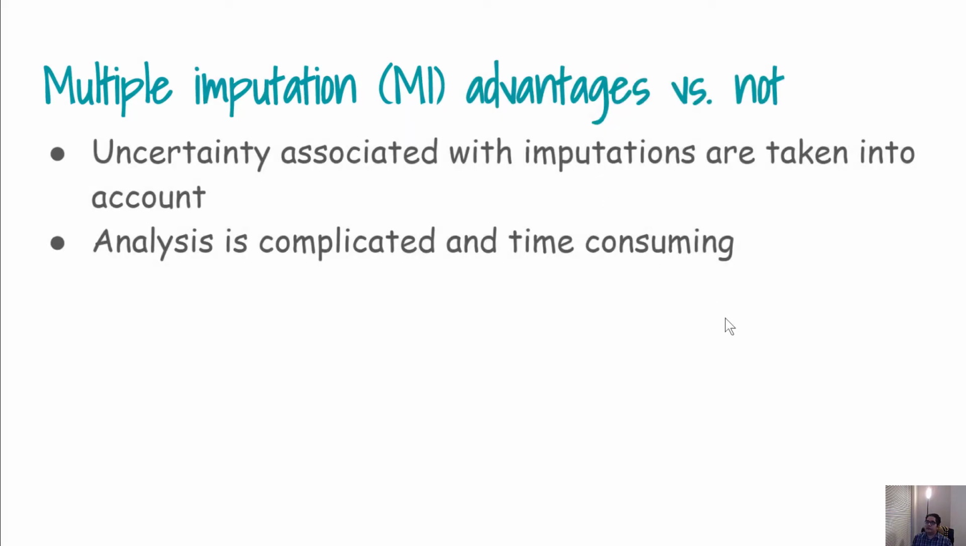All right. So obviously this is a multi-step process and the analysis can be complicated, but at least the uncertainty is taken into account. That was the major problem associated with single imputation.